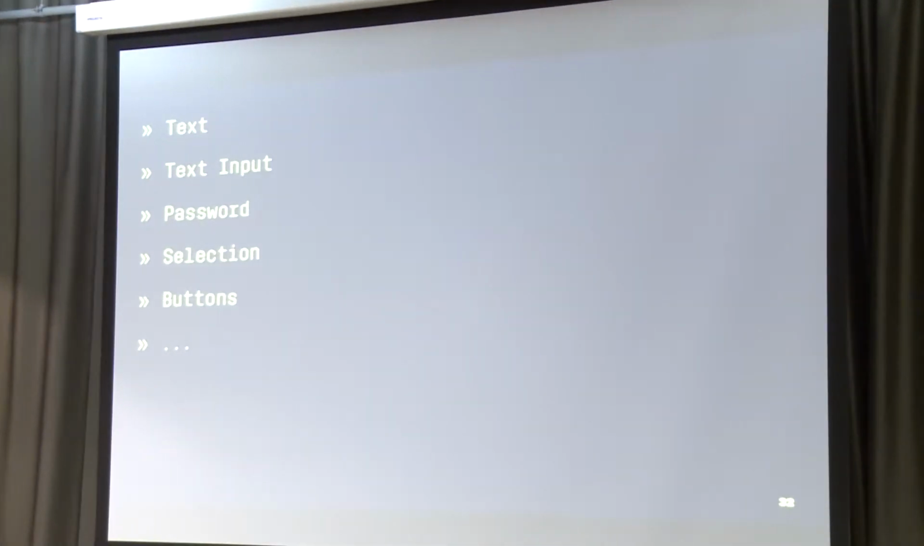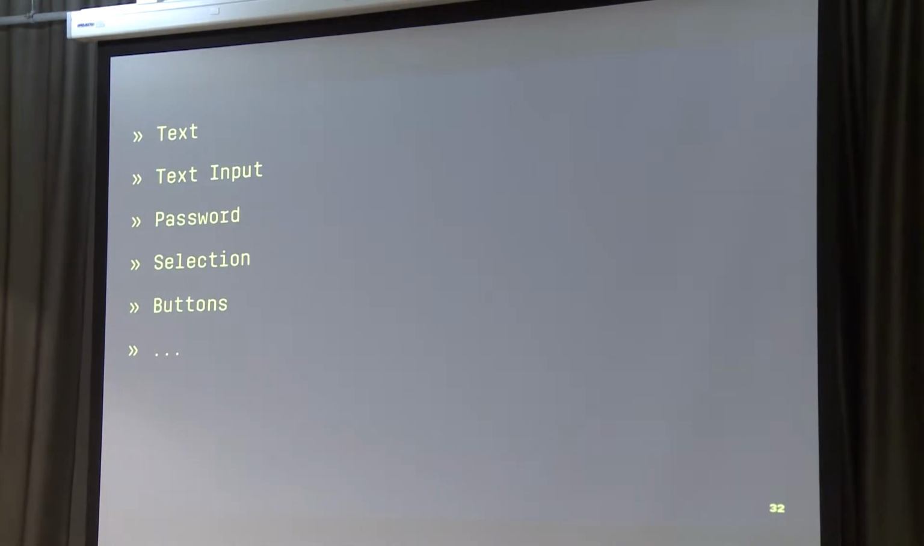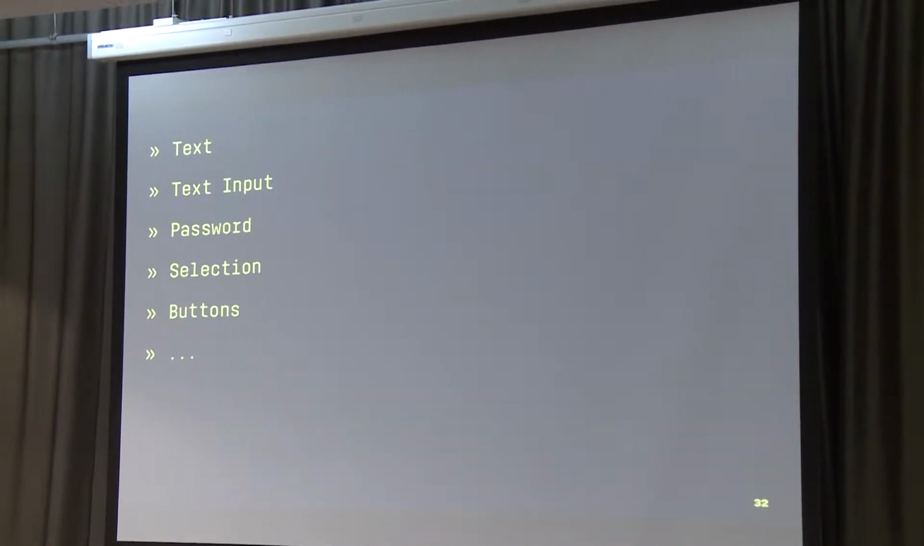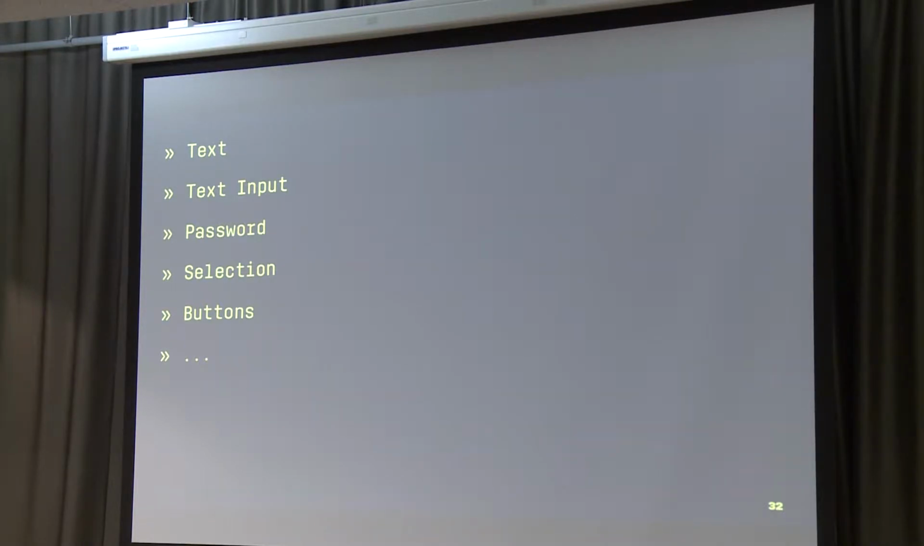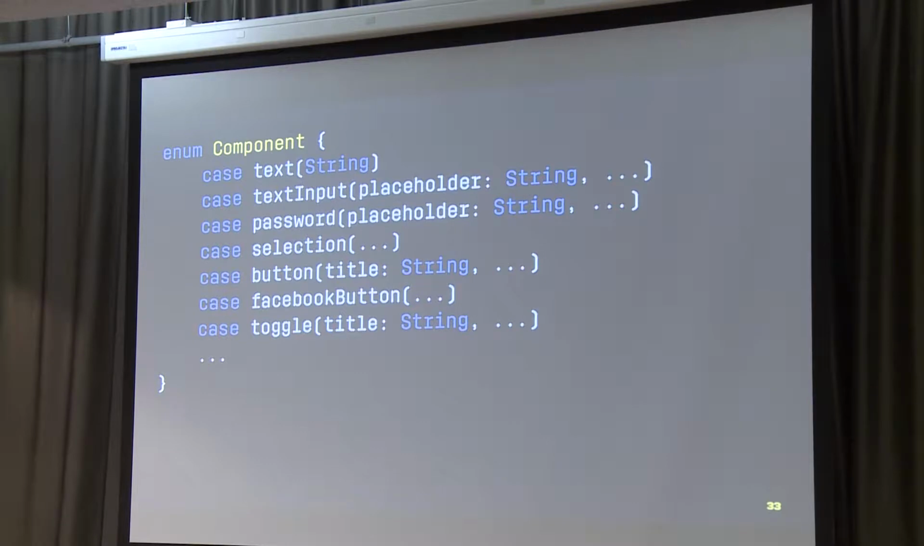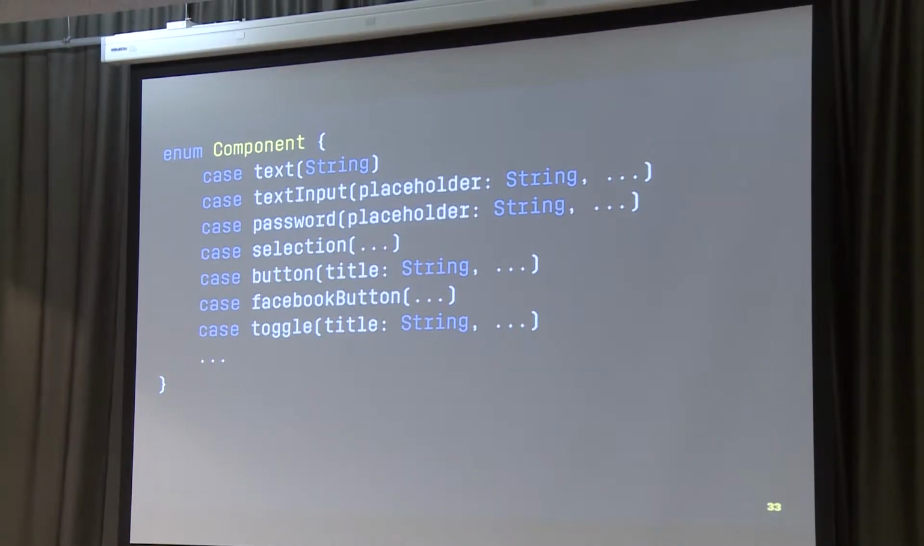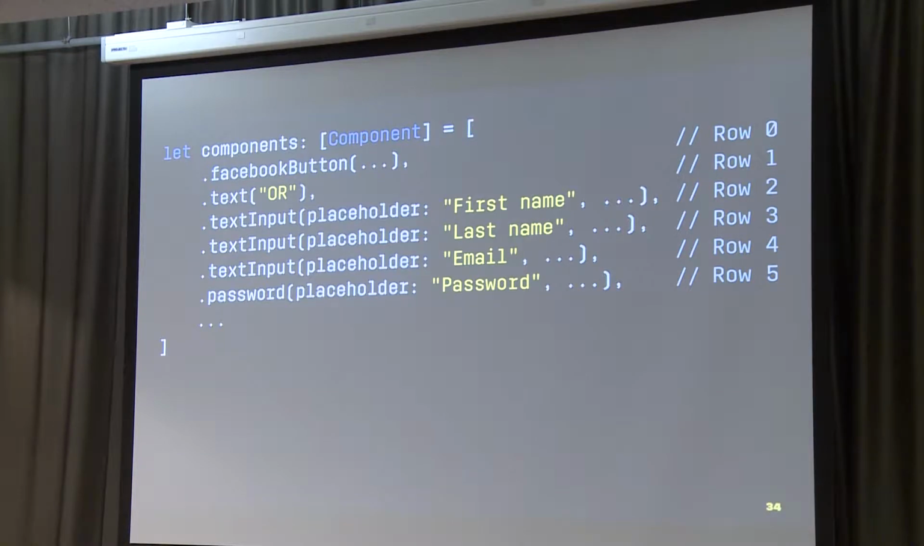An array is essentially an ordered random access collection. So we can represent a form with a collection of components. And the collection of components can be, like we saw, text input, password, selection, buttons, and whatever you want, basically. If you need to provide some custom interface for your project, it can be a component, right? So we can define an enumeration called Component and declare all the cases for the components that we support, like text, where we receive the string that's going to be displayed, text input, where we receive the placeholder and other stuff, password, and so on.